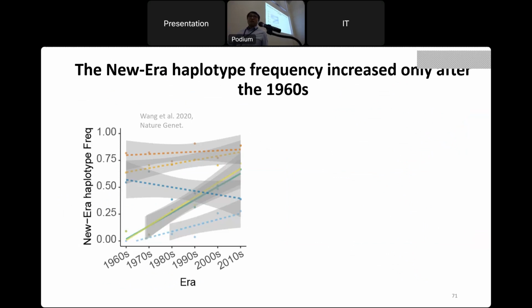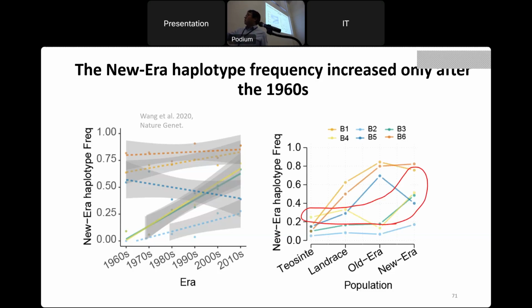We also checked the Chinese lines to see how the allele frequency changes over time. You know that in China, modern breeding started after the Green Revolution, so that's after the 1960s. You can see the yellow line indicates the allele frequency change for this new era haplotype in Chinese lines. Those are 400 Chinese elite lines released from the 1960s all the way to the 2010s. Their allele frequency changed steadily from about 10% to about 70%. Not fixed yet, but steadily increasing.